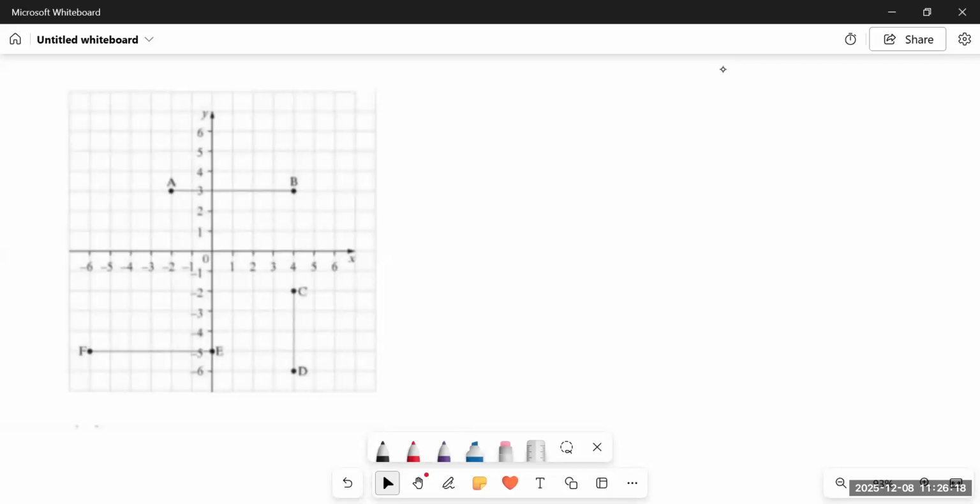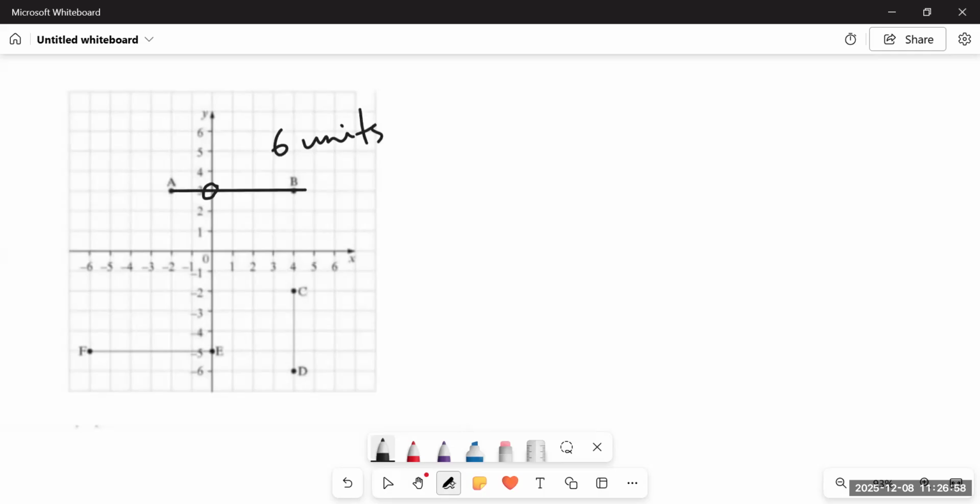Since we can see that it's a horizontal line where the y coordinate remains the same, the y coordinate would be 3 all along this line. So we can conclude from here that on the horizontal line the y coordinate remains the same. So the distance between the 2 points would be the difference of the x coordinates, okay? And we can see that the distance between the 2 points is 1, 2, 3, 4, 5, 6. 6 units.